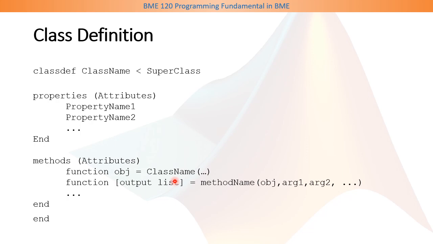the property values. Just keep in mind that you can have multiple sections of properties and methods, and the property or method section can have attributes, and we'll discuss the attributes later. And you can have two properties sections with different attributes. This is the same for the method section.